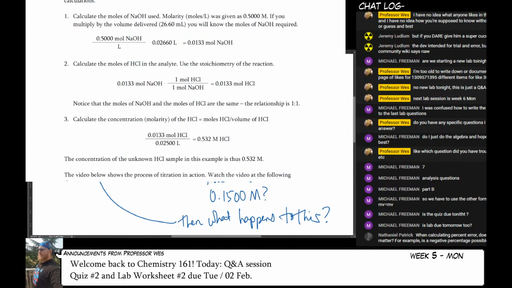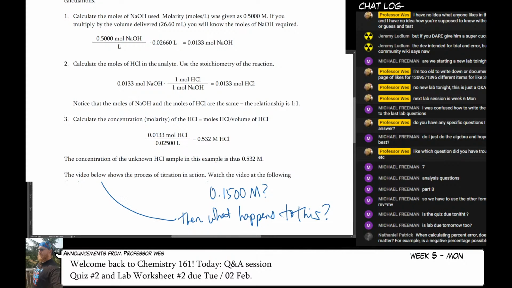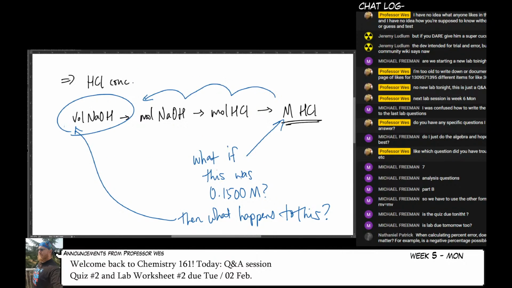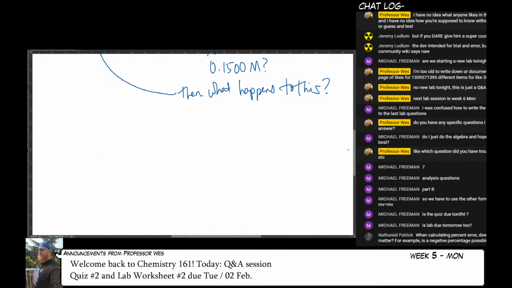When calculating percent error, is a negative percentage possible? Yeah, so what the sign tells you for percent error, so here's the formula. Experimental minus true over true, times 100%.